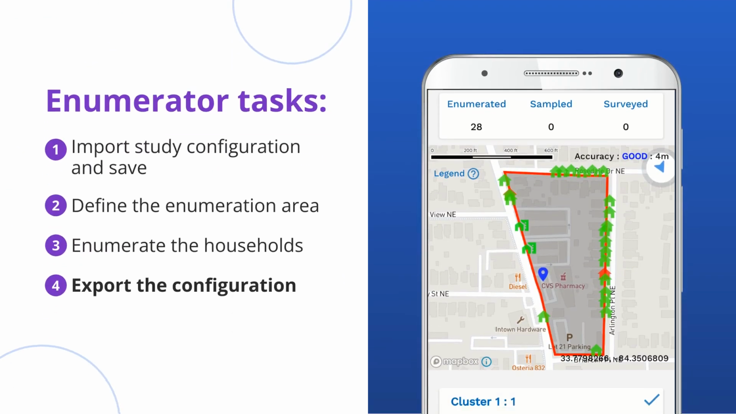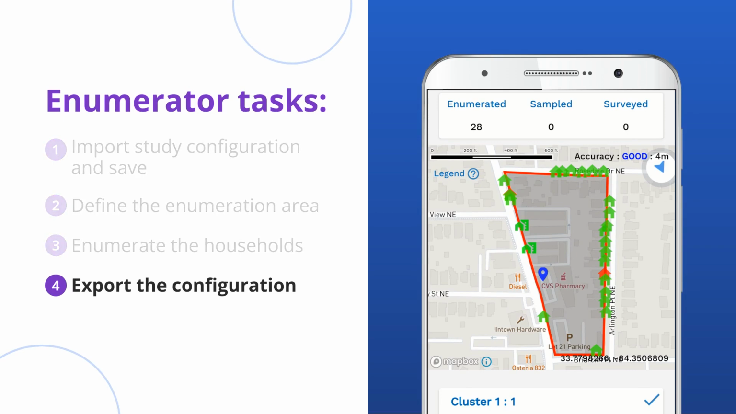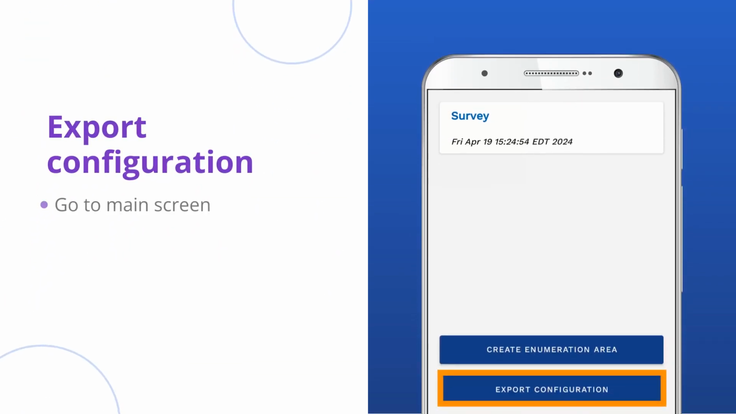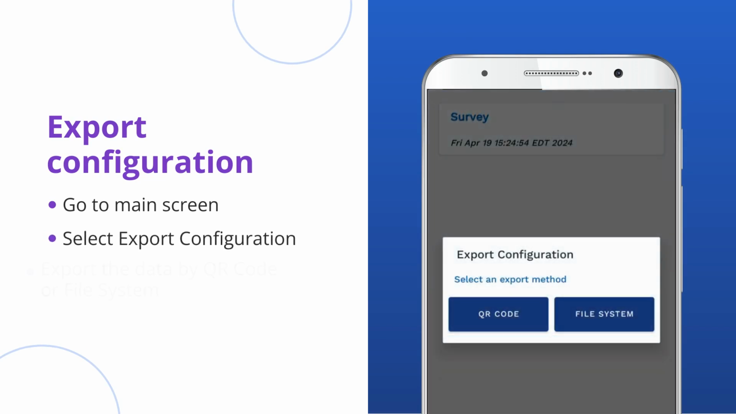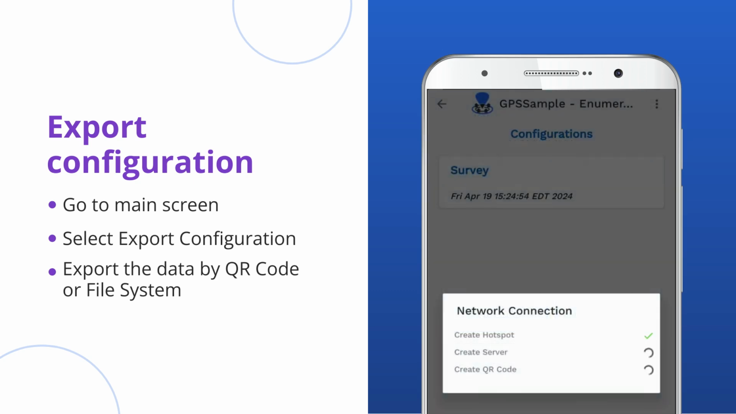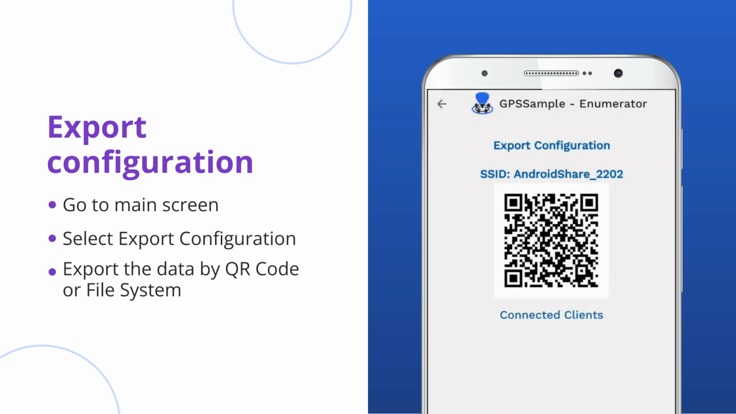Once you have enumerated all the structures in your area, export the configuration to transfer data to your supervisor. Go to the main screen. Select the Export Configuration button and select the QR code method. Wait for your supervisor to confirm before starting Cluster 2.